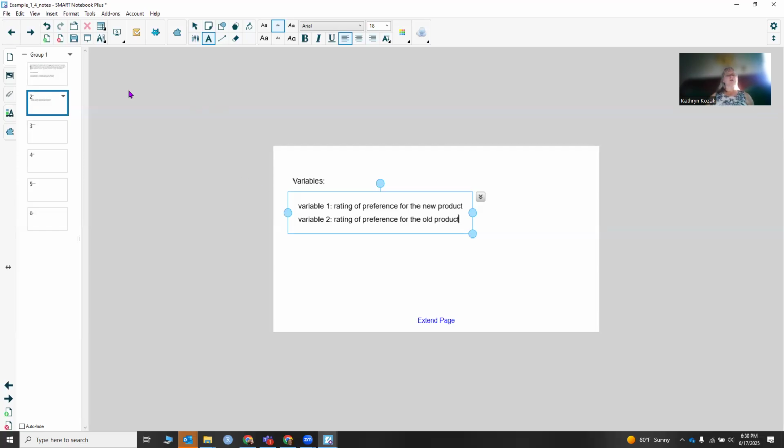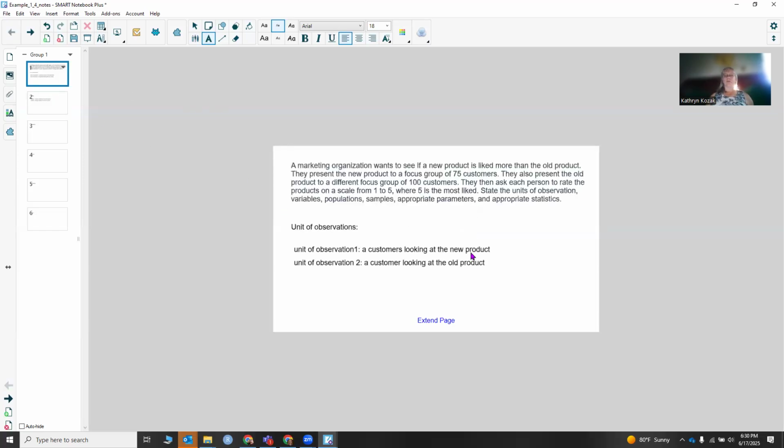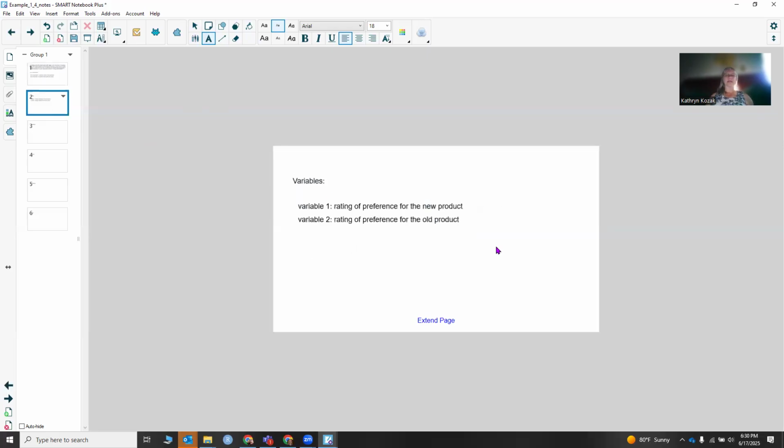You're going to notice in both of these, I'm using new and old in both of them so that I can keep them separate and keep them in line with each other. And that's what I would be looking at. You could think of them both being ratings of preference, but since one's the new and one's the old, we consider them being two separates. Now we can get our populations again. Since there's two units of observation and two variables, there's two populations.